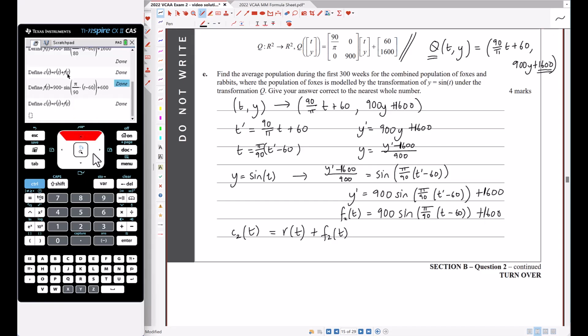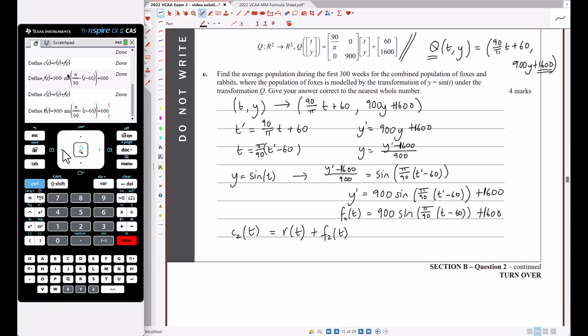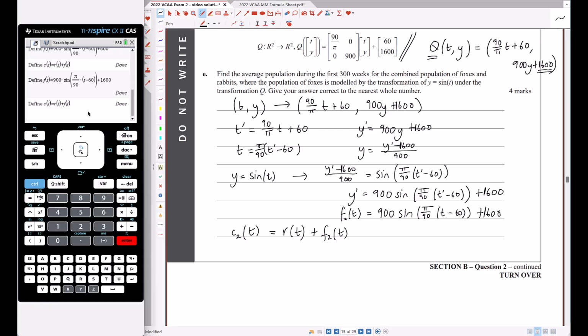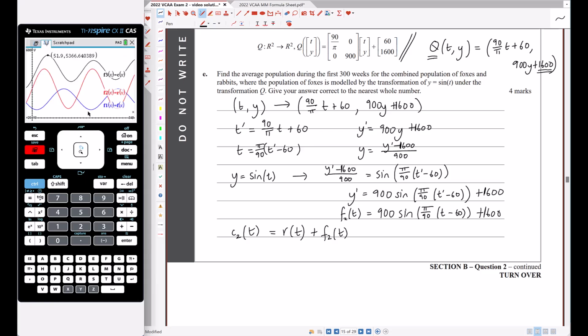Okay, let's fix that again. So f of t, that should still have been 1600. That didn't change. So actually the only thing that's different from this new version of f of t is that dilation factor is now pi on 90, not pi on 80. So we've got a slightly different period for the foxes. Okay, so now that's our situation.